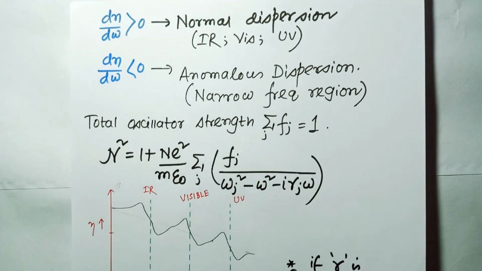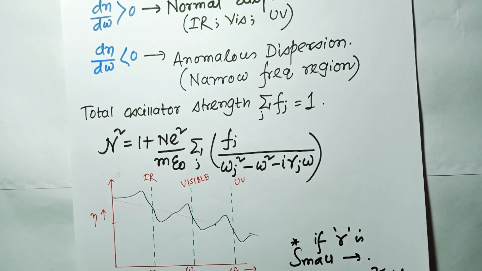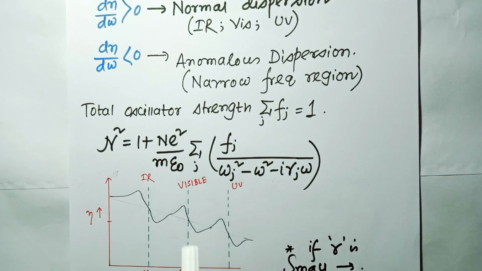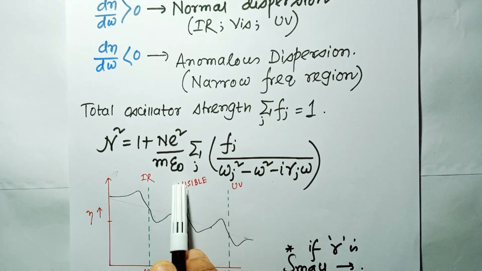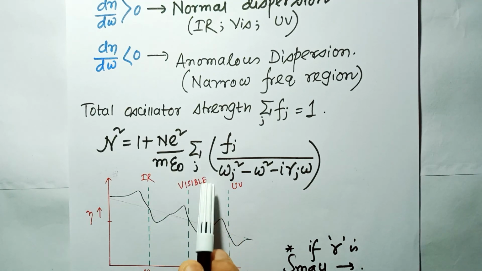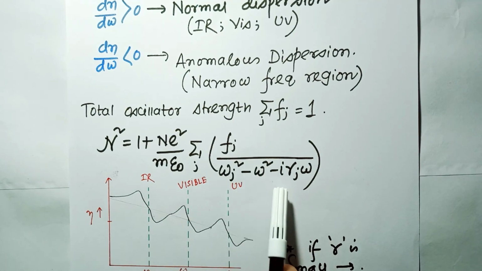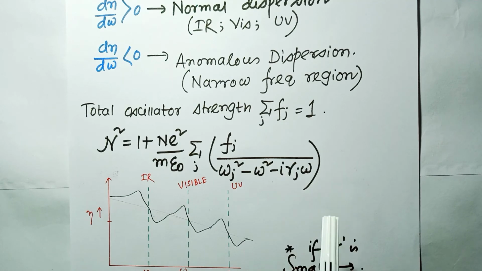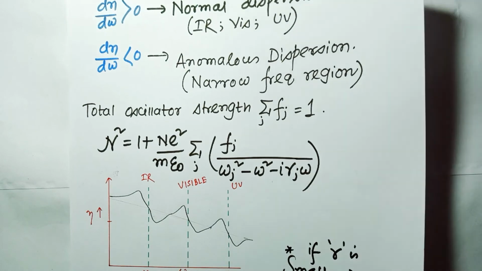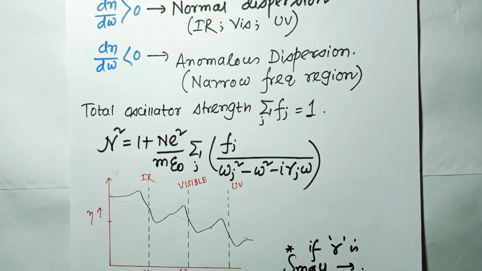So we can write n square, the refractive index whole square, is equal to 1 plus N square divided by m epsilon naught times sum over j, all such oscillations, of fj divided by omega j square minus omega square minus i gamma j omega. So now you can see the summation is over all the participating electrons and all of their individual interactions that lead to the oscillation.